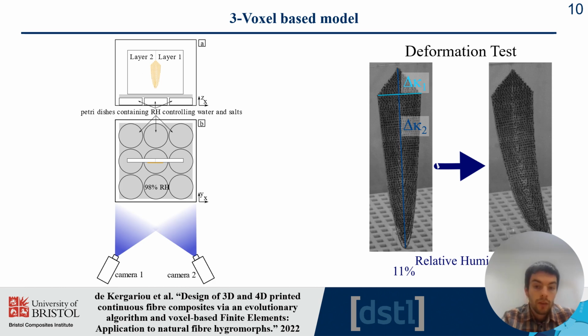So we define a specific setup for this test. Basically we use DIC, digital image correlation. We position two different cameras to have a 3D deformation of the structures. We position our specimen in 98% relative humidity after conditioning it at 11% humidity. And these two cameras were recording the position of different speckle patterns printed on the specimen, and therefore we're able to obtain the evolution of kappa 1 and kappa 2 as defined previously for the specimen test.